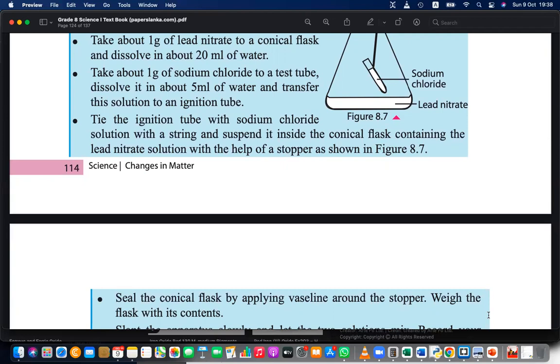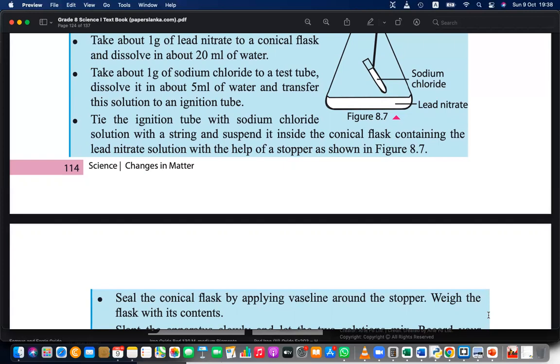Lead nitrate and sodium chloride produce sodium nitrate. Yeah. So the type of reaction is reaction type 2.